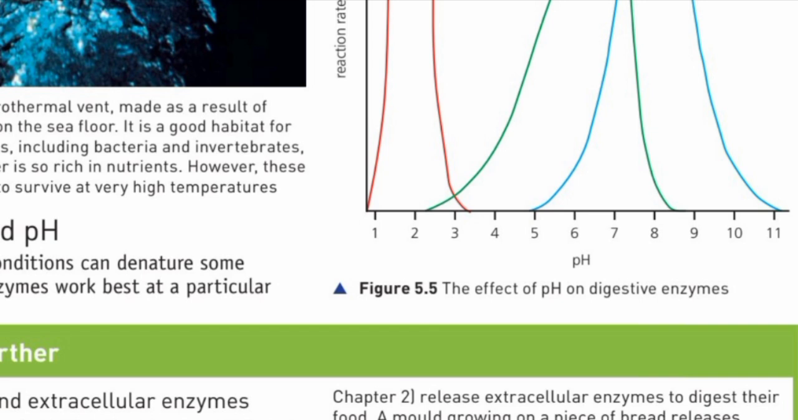Let's quickly revise this. pH measures acidity and alkalinity. Each enzyme has its own optimum pH. Activity decreases away from the optimum. Extreme pH can denature enzymes. Enzymes are adapted to their environment.